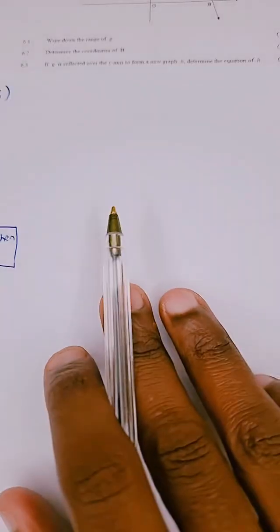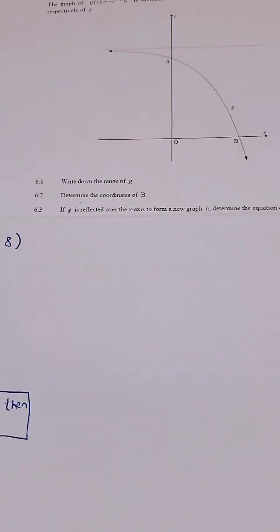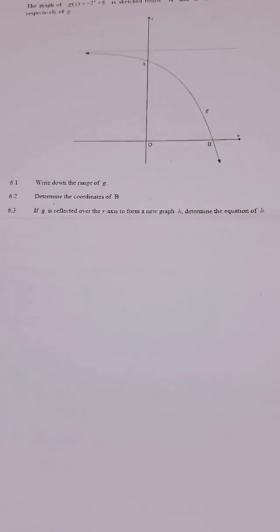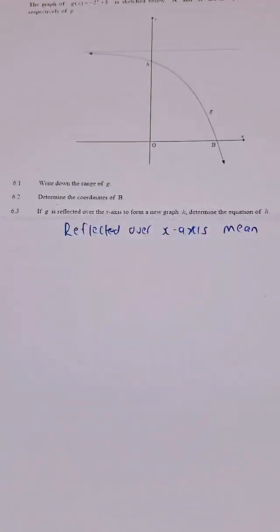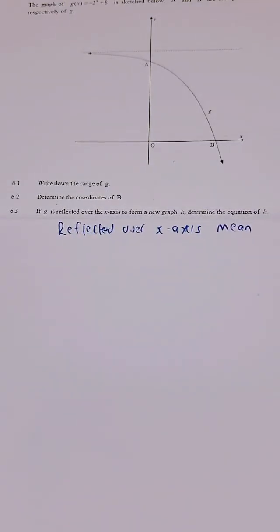Moving right along, G says 6.3. If G is reflected over the x-axis to form a new graph, which is h, determine the equation of h. Now we need to understand this. What does reflected over the x-axis actually mean?